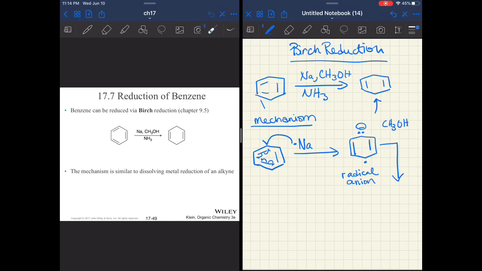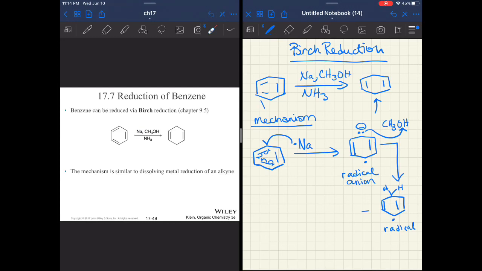And this anion's fairly basic, and it will deprotonate your methanol. That's why your methanol is there. It's your proton source. This leaves us with our second intermediate, which is just a radical. Well, you don't have to draw it, but there is a new hydrogen there.